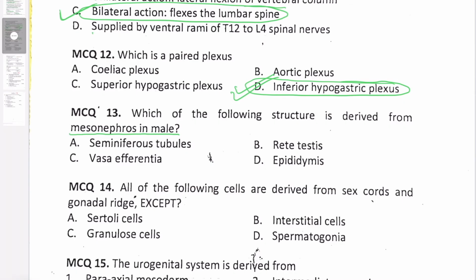I hope you've understood the answer by now. Which of the following structures is derived from mesonephros in males? Seminiferous tubules come from canalization of sex cords. Rete testis also forms by canalization, as an anastomotic network formed by the anastomosis of these canalized sex cords. The epididymis is formed by the mesonephric duct. Vasa efferentia is formed from the mesonephric tubules, or mesonephros, in males. The answer is vasa efferentia, also called efferent ductules.